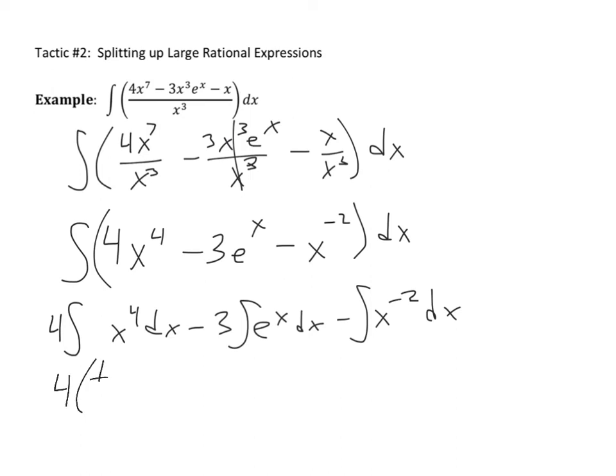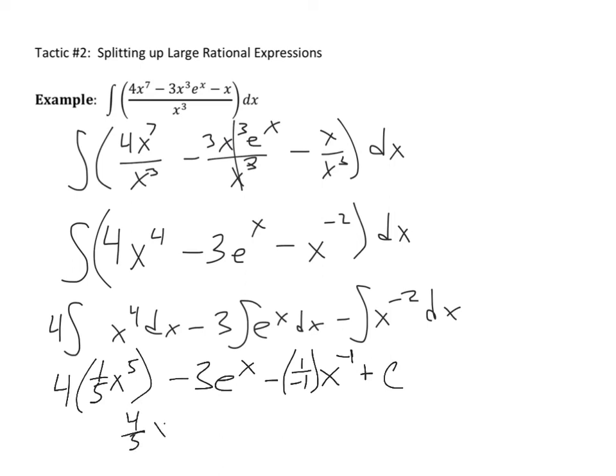This is 4 times 1/5 x to the 5th minus 3e to the x minus, now let's see here, I would increase this power by 1 to negative 1, and then multiply by the reciprocal of that, and then put plus c. So when I go back and pretty this up a little bit, 4/5 x to the 5th minus 3e to the x. Let's see, this is going to become positive, so plus 1 over x plus c.